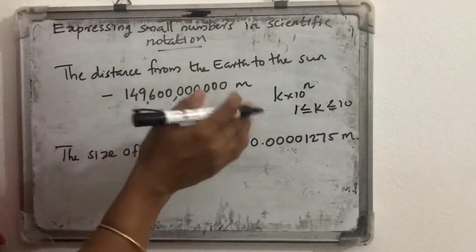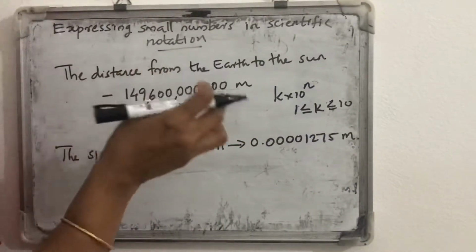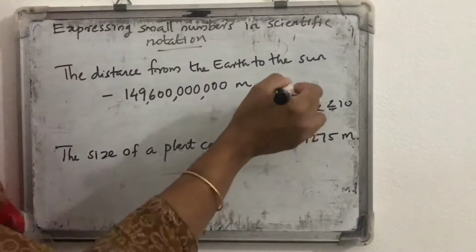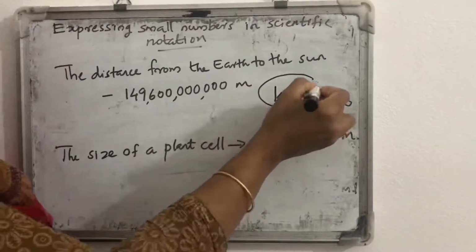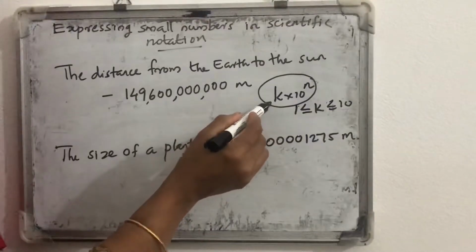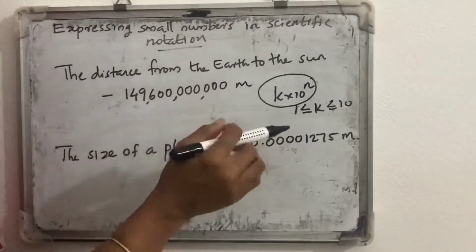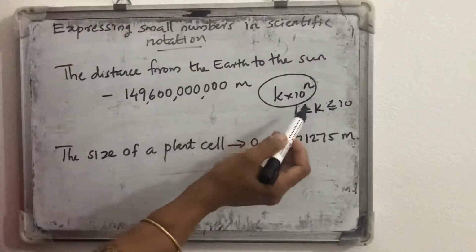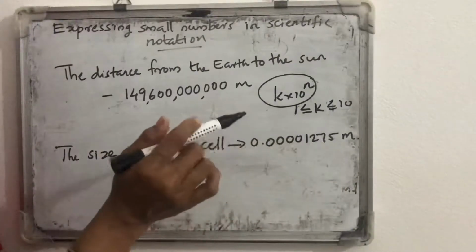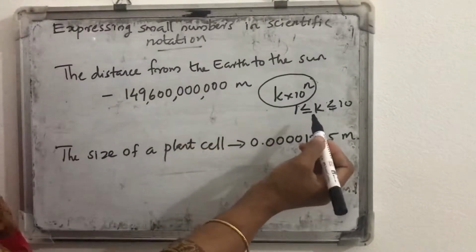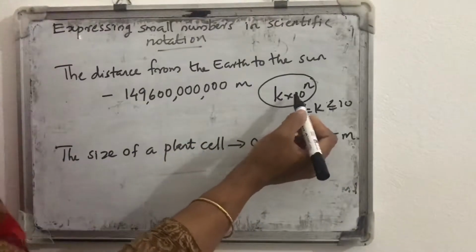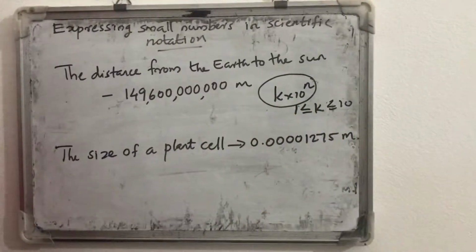We write any large number or very small number in the form k into 10 raised to n. k should be a number between 1 and 10; it may take the value 1 or 10 also. So k is between 1 and 10, and n can take any integer.